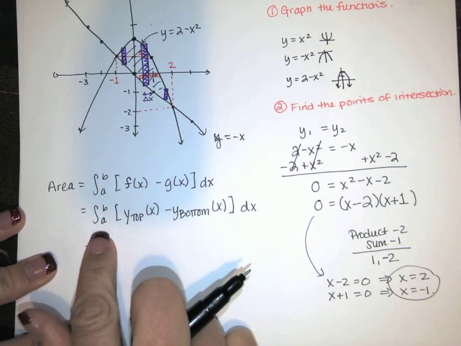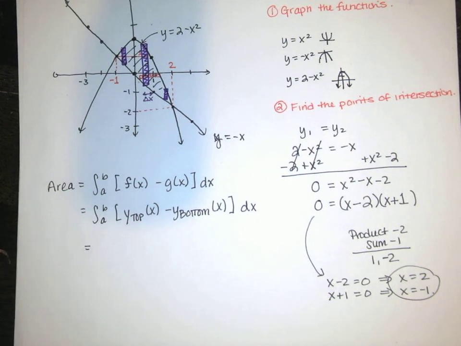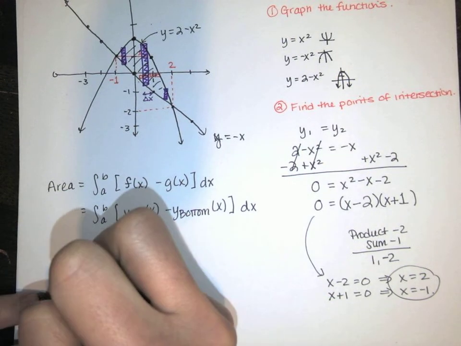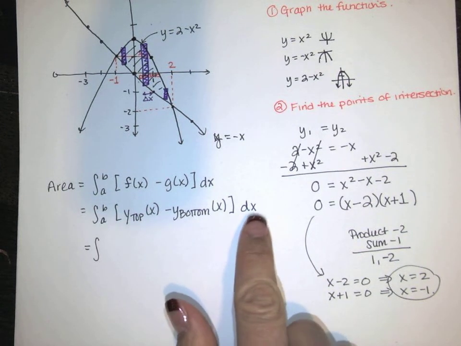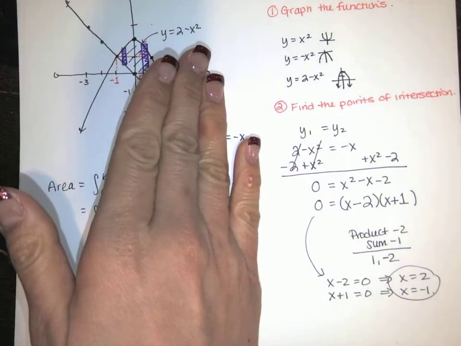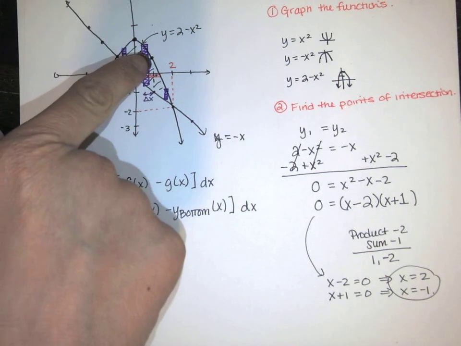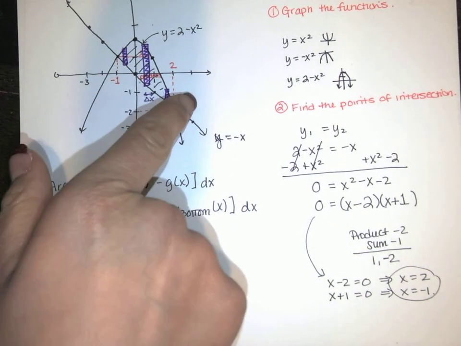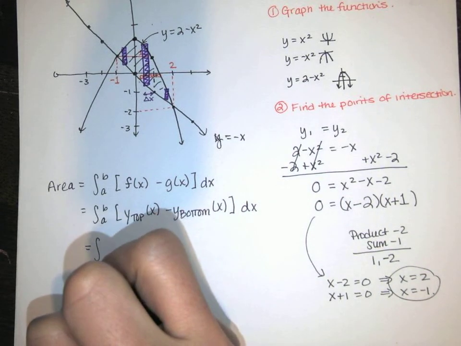And then we just need to substitute in our a and our b, substitute in our top function and bottom function, and evaluate the integral. Okay, so the a and b are bounds for x, so they tell us where x starts and where x stops. We're looking left to right. X starts at -1, and then we go through the region, and we stop at 2, and then the region doesn't exist after that. So our bounds are -1 to 2.